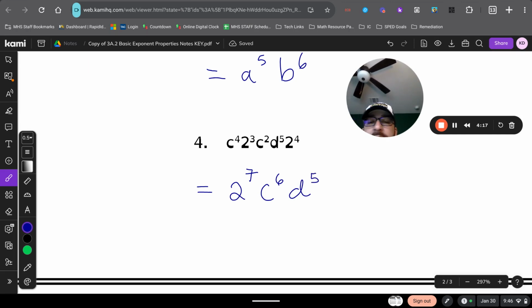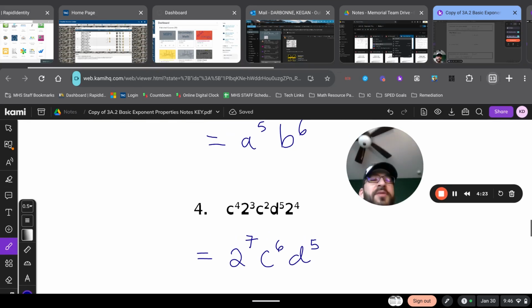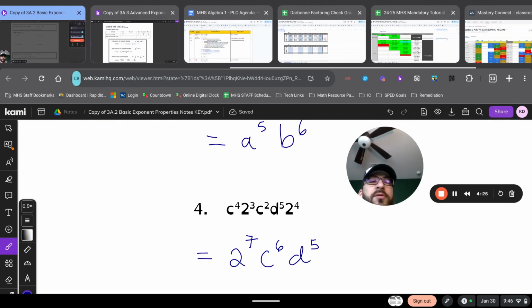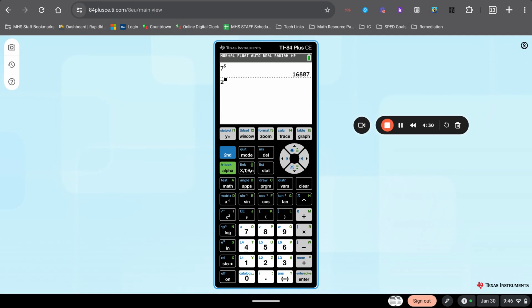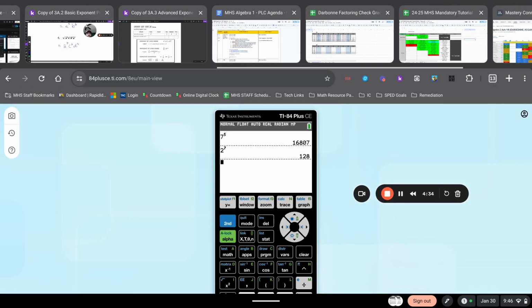From here, our c to the 6th, d to the 5th, that's going to stay the same, but we could actually evaluate 2 to the 7th. So if we wanted to use our calculator, because that one's pretty big to try and multiply on our own, 2 to the power of 7 equals 128.